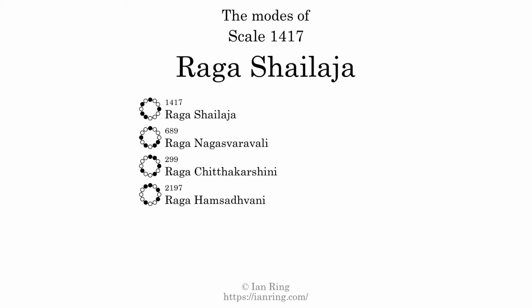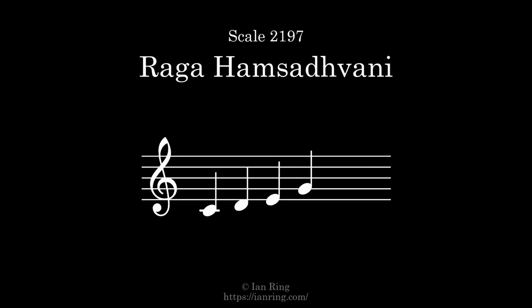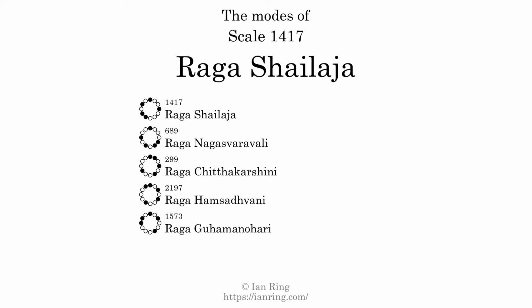The fourth mode is scale 2197, also known as Raga Hamsadvani. It sounds like this. The fifth and last mode is scale 1573, also known as Raga Guhamanohari. It sounds like this.